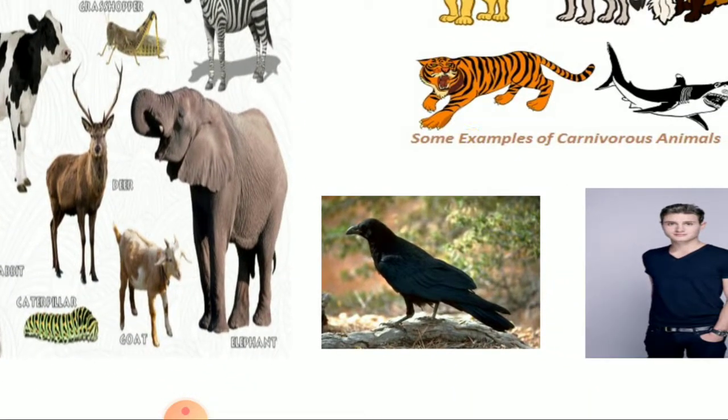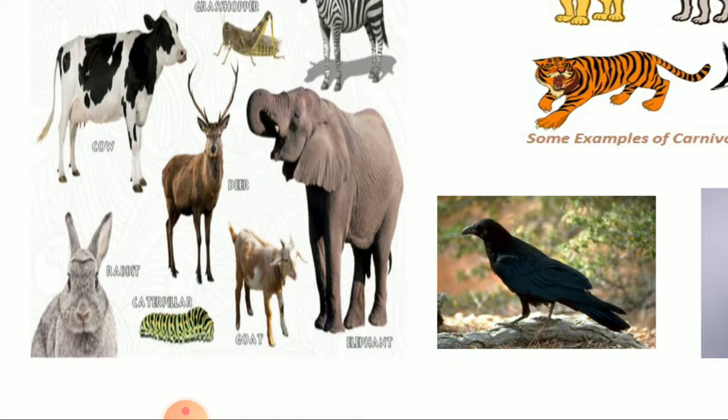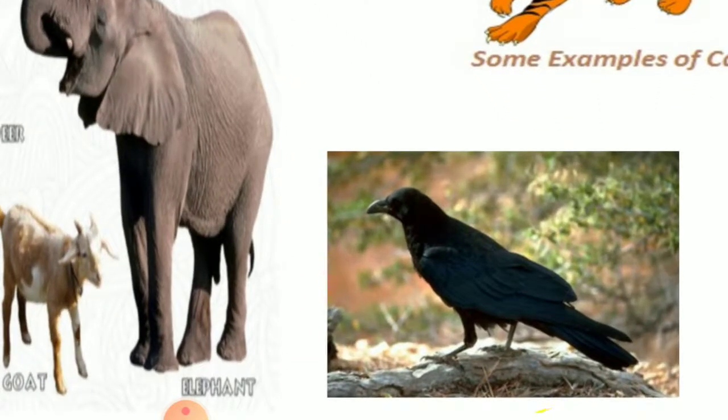Example, crow. If you give some food item like a piece of bread, the crow will eat the piece of bread. Even the crow also eats some small insects. So crow is what kind of animal? Omnivorous animal.